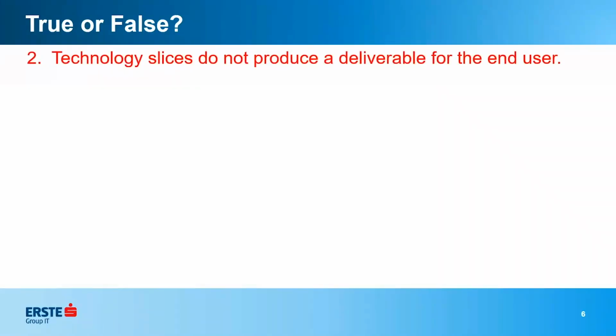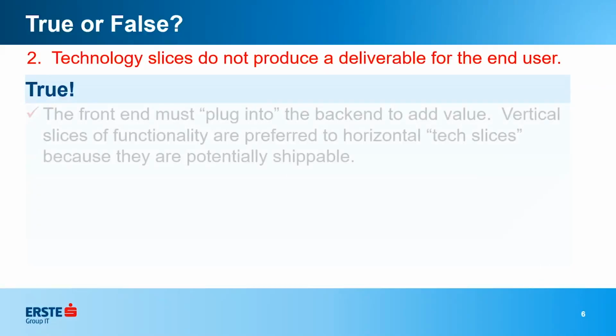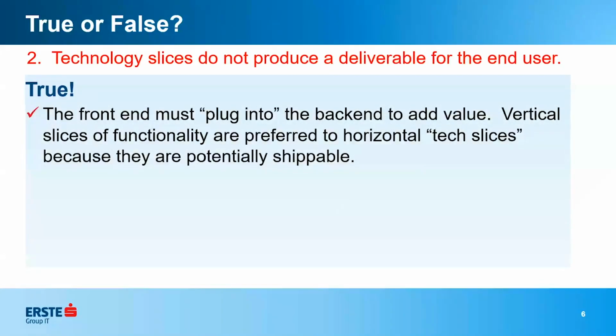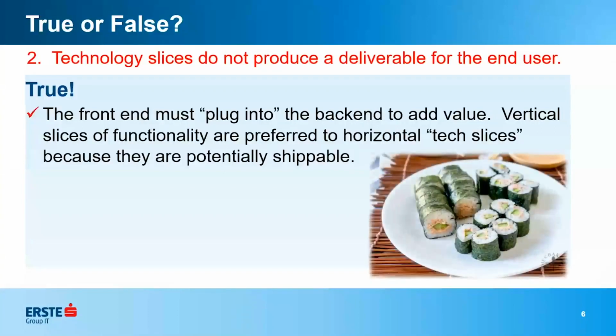Good. Technology slices do not produce a deliverable for the end user. True or false? So technology slices are like we did a front end story and this is the back end story. True. The front end must plug into the back end to add value. Vertical slices of functionality are preferred to horizontal tech slices because they're potentially shippable. And sushi is always a good example of this, right?